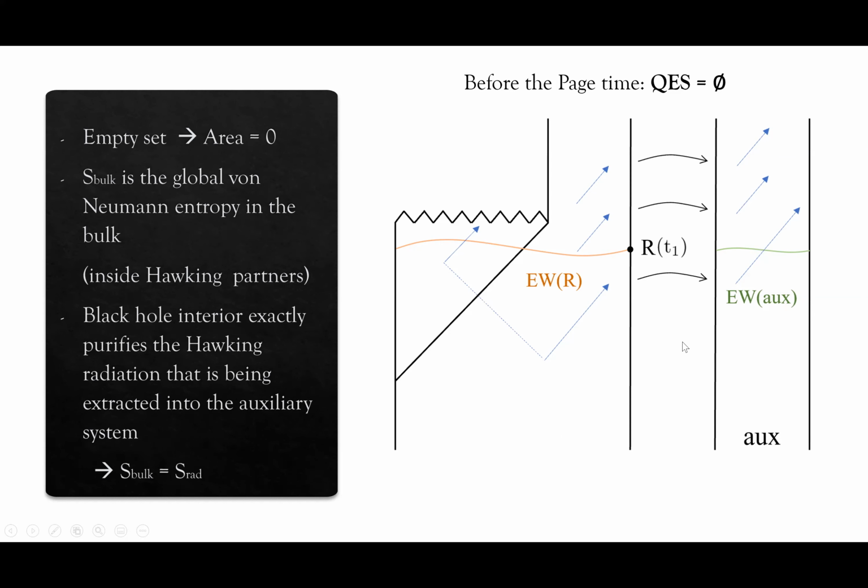And so before the Page time, as the black hole is going to just start evaporating, it's going to evaporate more and more. It's going to be creating these Hawking pairs constantly. The entropy is going to be increasing monotonically on both sides.